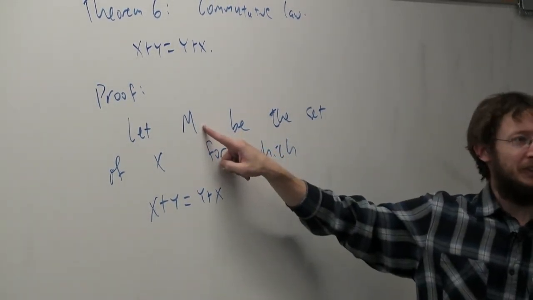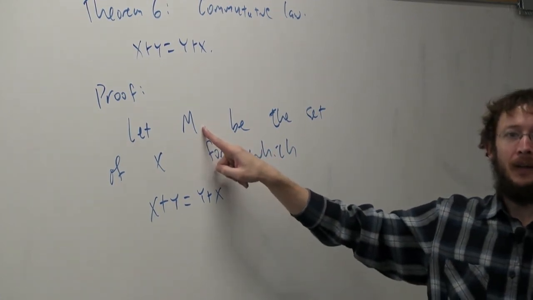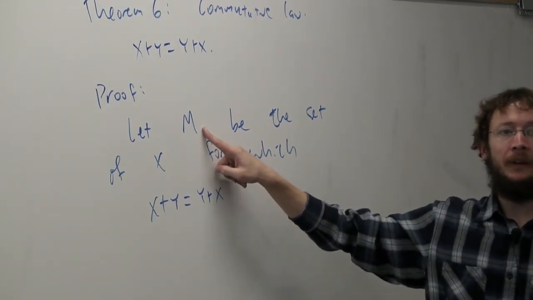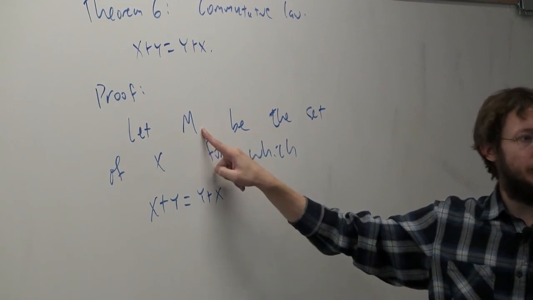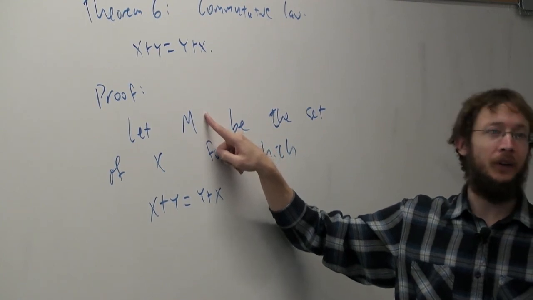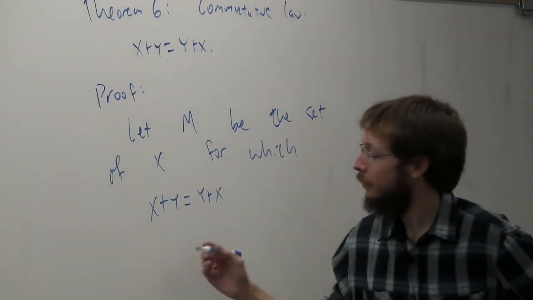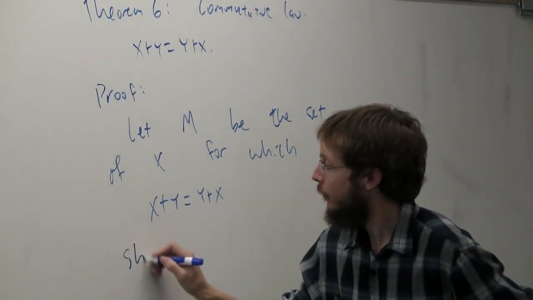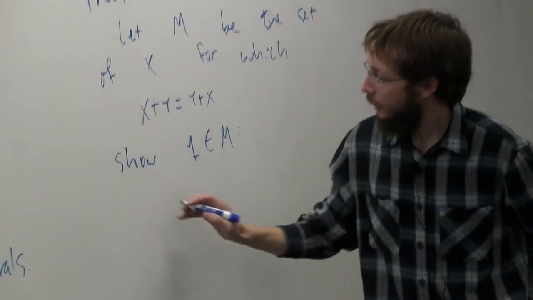I'm repeating myself here, but I'm doing it intentionally. For all we know, M could be empty. Maybe there's no numbers where this holds, right? So one of our main jobs is to show there's at least one thing where the property holds. What is it? 1, right? There is going to be at least one thing where that property holds. And let's take a look.